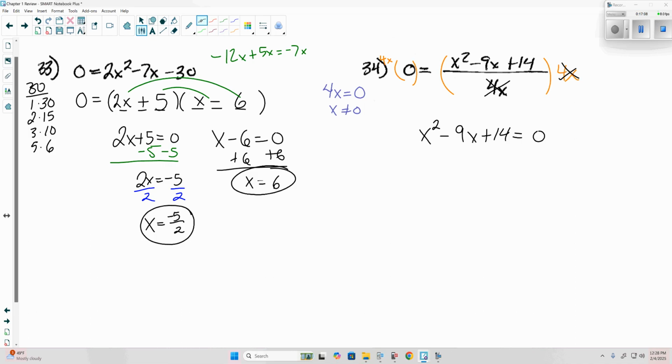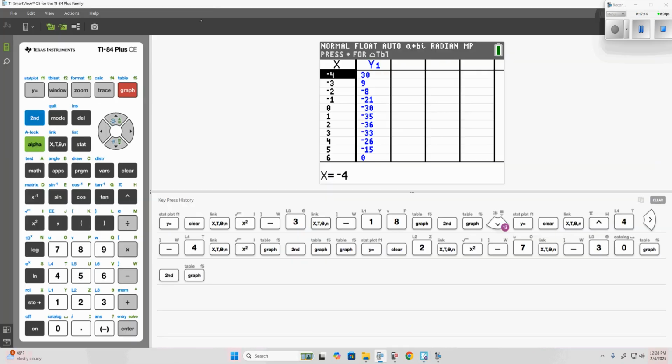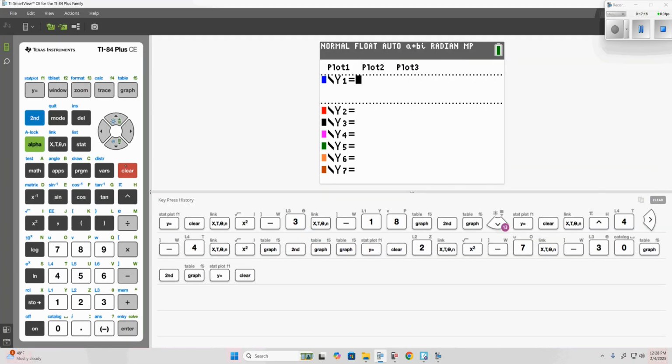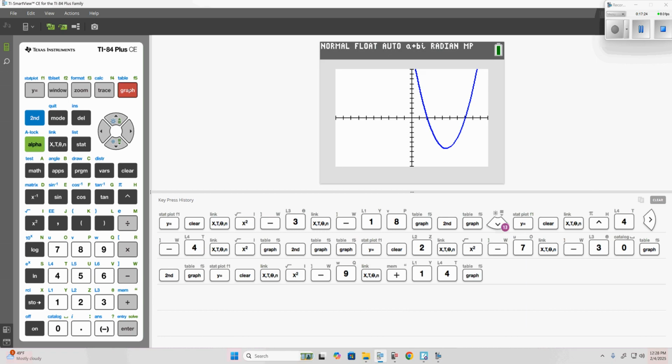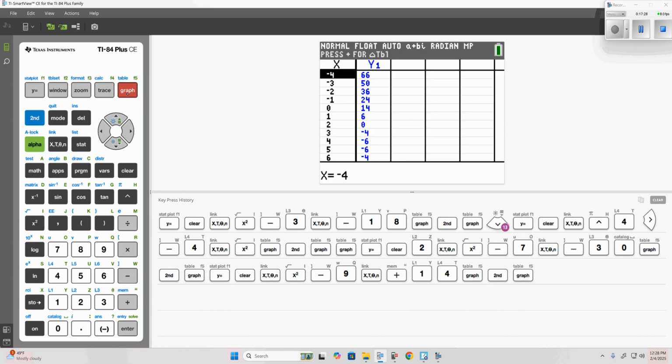Now we need to solve this here, x squared minus 9x plus 14. We can try graphing it first. If it doesn't graph, then we can go from there. It does intersect the x-axis at 2 places. It intersects it at 2 and 7.